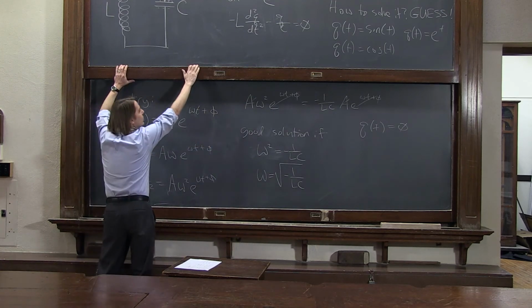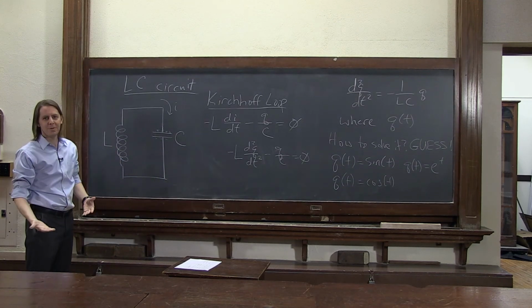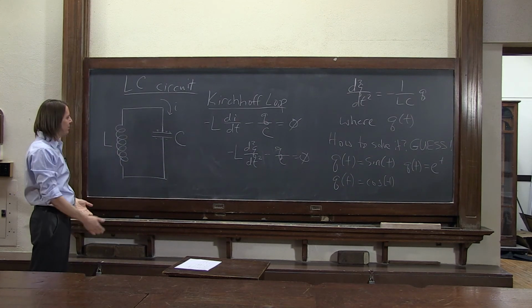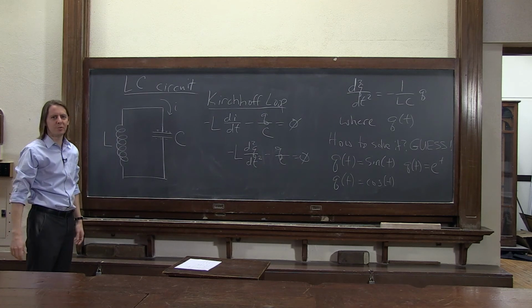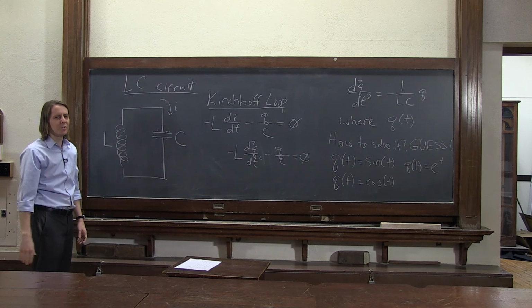Sure. Let's look at the circuit. Can nothing happen? Yes, that's a reasonable answer. It just sits there. That's often called the trivial solution. Of all the solutions you could pick, that one is trivial, meaning it doesn't really tell you anything that's going on. So let's stick with the sines and cosines.